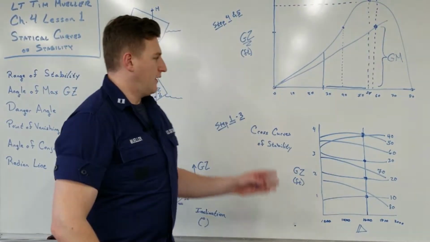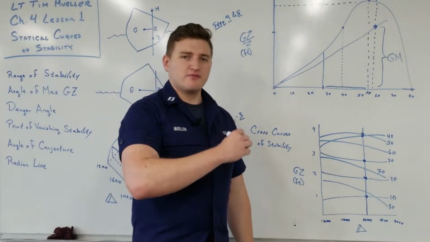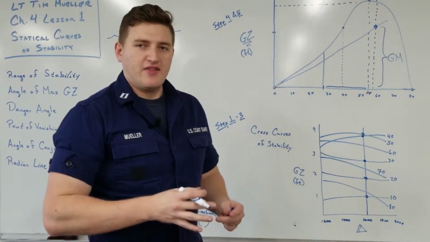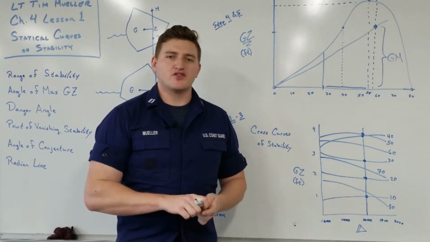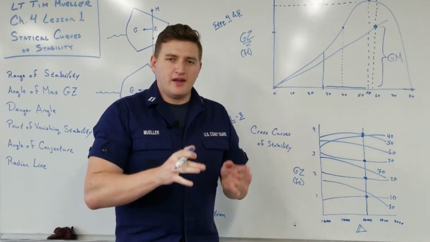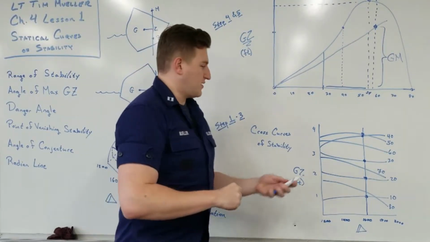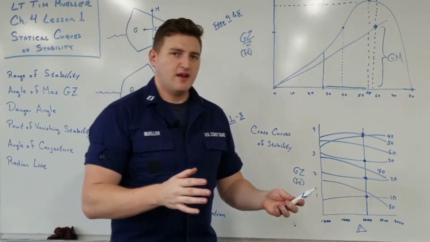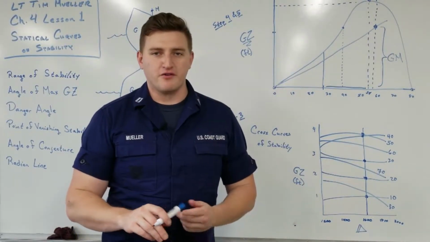That is step 4. And then step 5 is just drawing a smooth curve through all those points. That way it gives you a little bit more resolution when you're trying to read exactly between points. So if the cross curve gives you 20 and 30, you can read 25 off of a smooth curve.